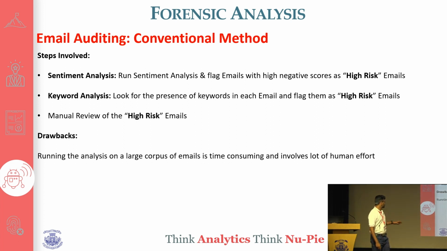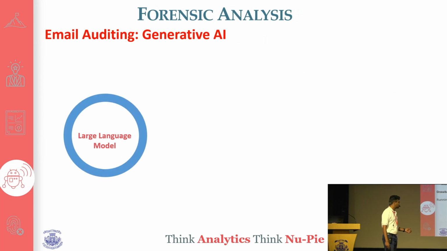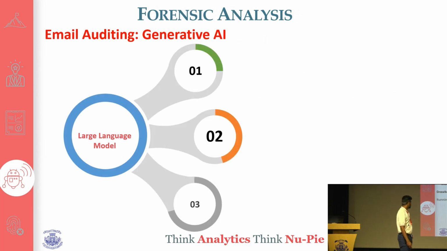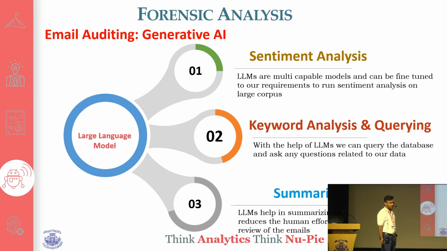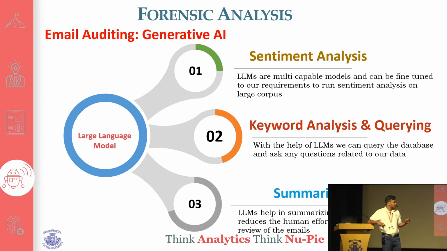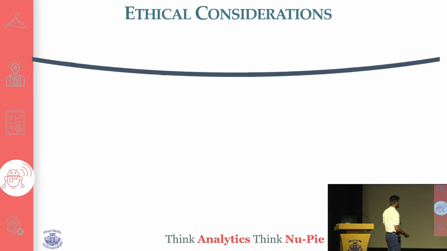So one of the drawbacks of doing this is that it will take a lot of time to run the sentiment analysis and keyword analysis, and again, one person has to do the manual review on it. So we can use generative AI in this field, where this ChatGPT model is not just for generating text. It can be fine-tuned to any application related to natural language, which we can fine-tune to run sentiment analysis, and we can query the database. We can search for the keywords using the generative model, and we can use it to summarize what this bunch of emails is telling. That kind of thing we can do in generative AI.